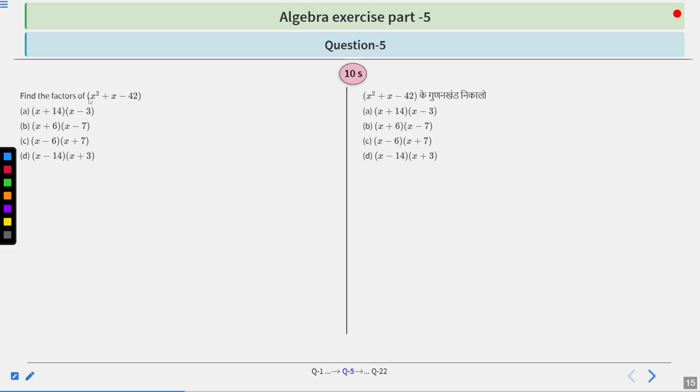Next, find the factors of x square plus x minus 42. And the options are option A, x plus 14 into x minus 3. Option B, x plus 6 into x minus 7. Option C, x minus 6 into x plus 7. And option D, x minus 14 into x plus 3. These are the options.